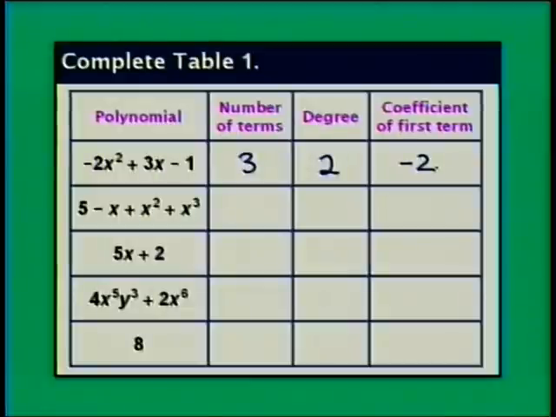x. The next polynomial, 5 minus x plus x squared plus x cubed, has 4 terms. We have no special name for a polynomial with 4 terms. Now the degree of this polynomial is 3. We have an x cubed, a third degree term. This particular polynomial is written in ascending powers of the variable.